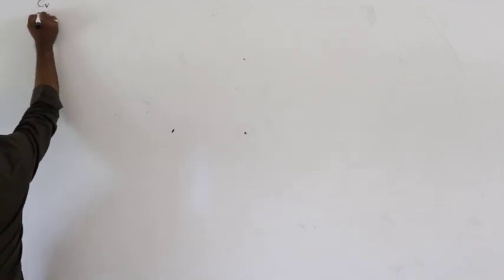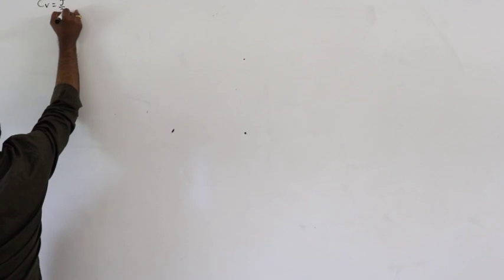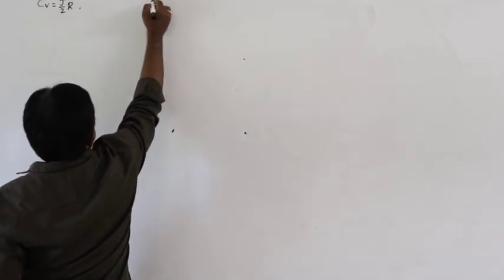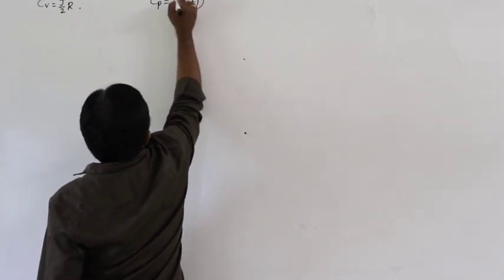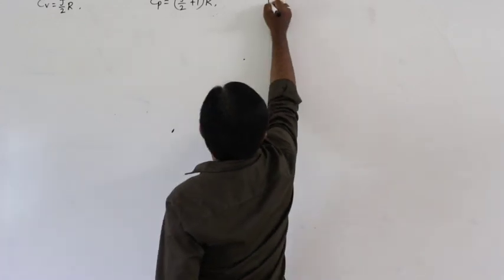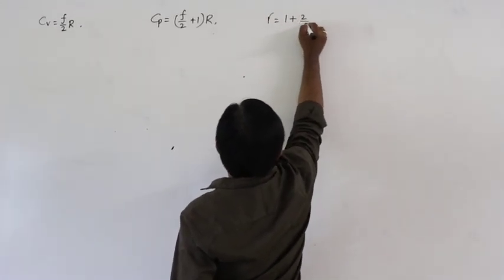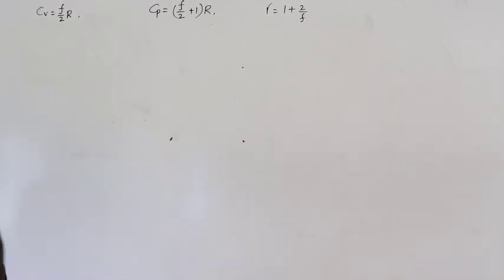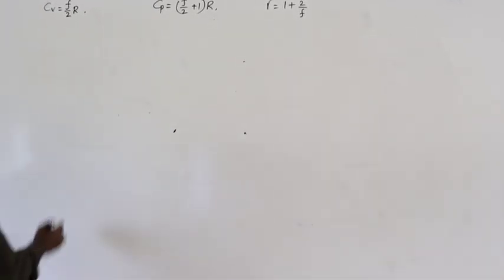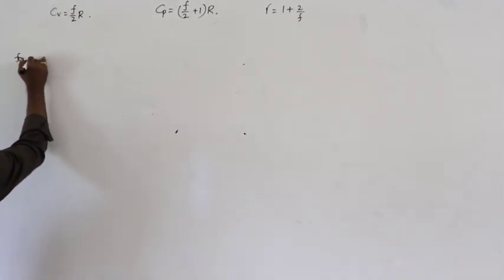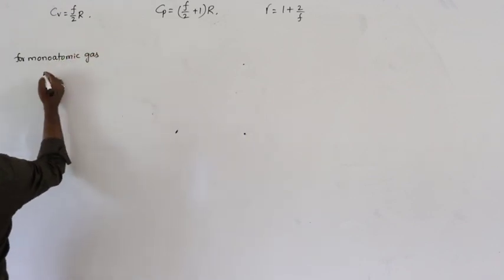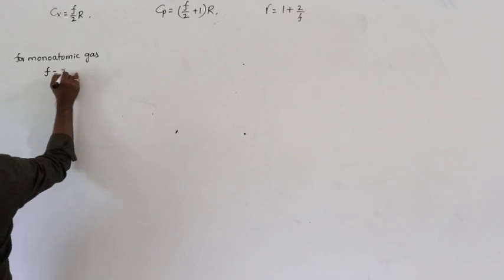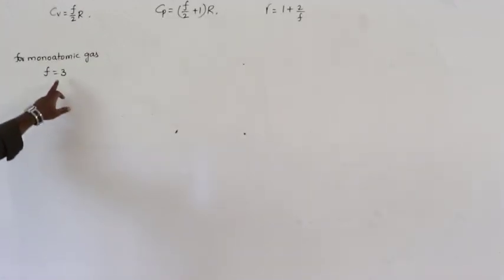So, Cv is equal to F by 2 R and Cp is equal to (F by 2 plus 1) into R. Next, gamma is equal to 1 plus 2 by F. So, these are the 3 values. First, I am considering monoatomic gas. For monoatomic gas, the number of degrees of freedom is equal to 3.